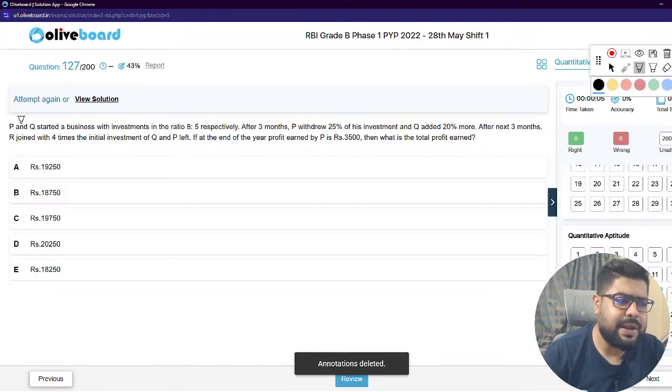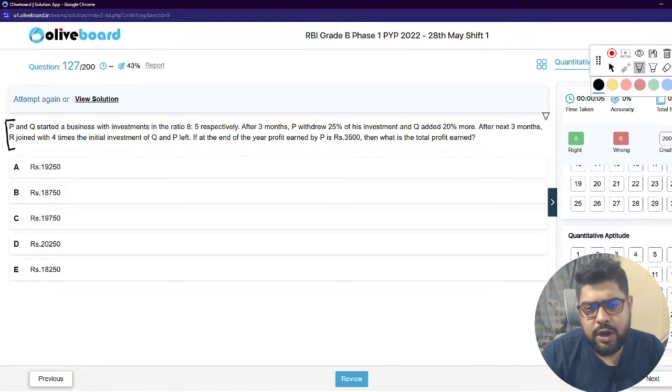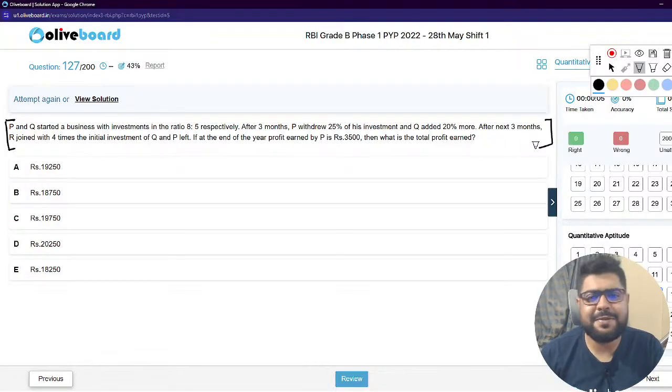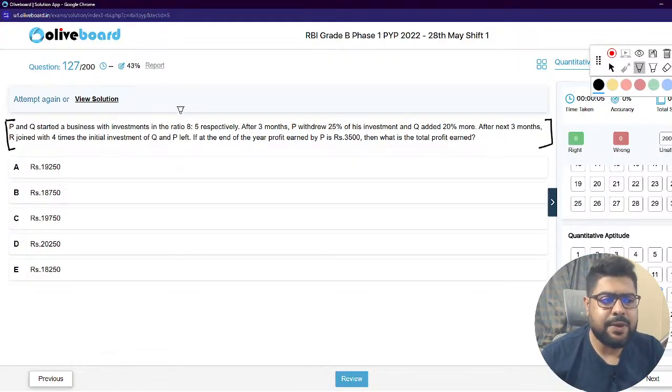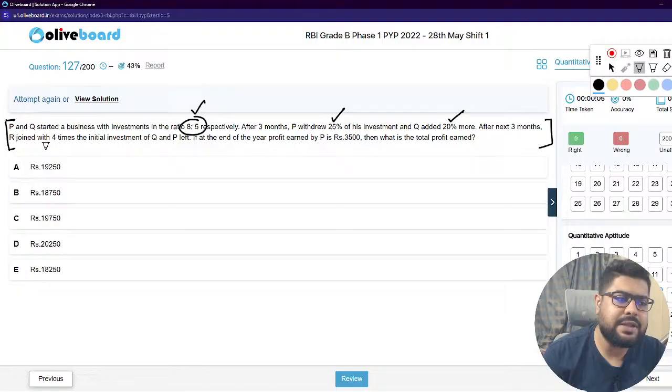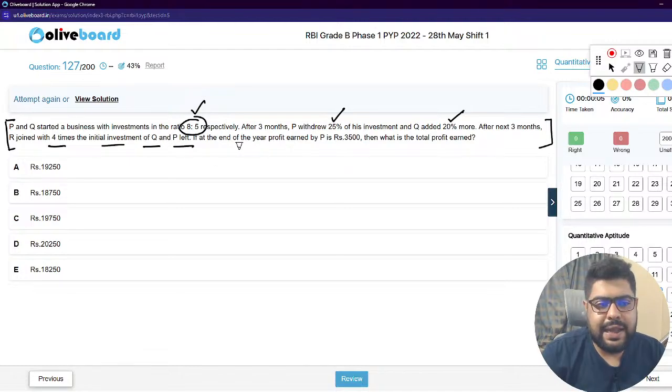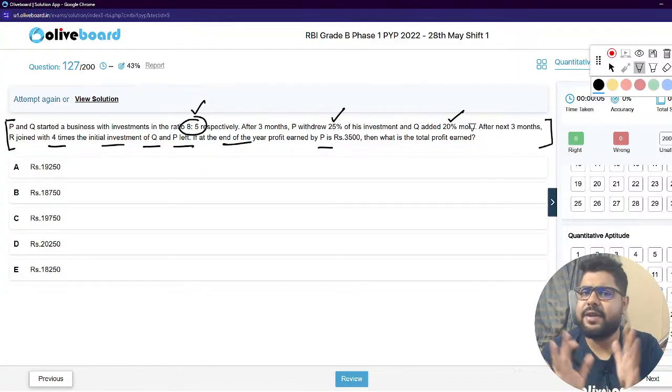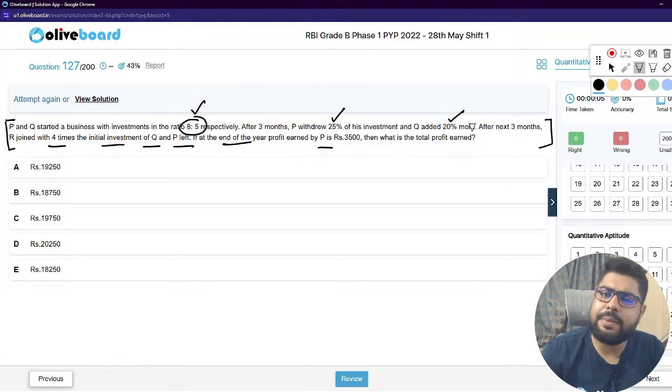It's a pure and simple partnership question, not much of a difficulty, not very complicated. So let's see what is given. P and Q started a business with investment in the ratio 8:5. After 3 months, P withdrew 25% and Q added 20%. After another 3 months, R joined with 4 times the initial investment of Q, and P left. At the end of the year, the profit of P is given. So what is the total profit? It's a very basic question.